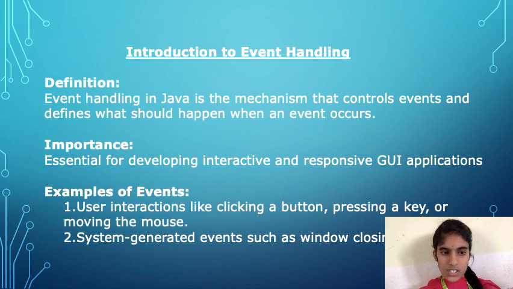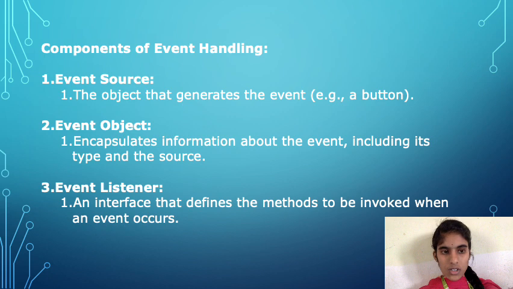Examples for the events: user interactions like clicking a button, pressing a key and moving the cursor, and the second example is system generated events such as windows closing, opening, etc. The components involved in event handling are event source, event object, and event listener.